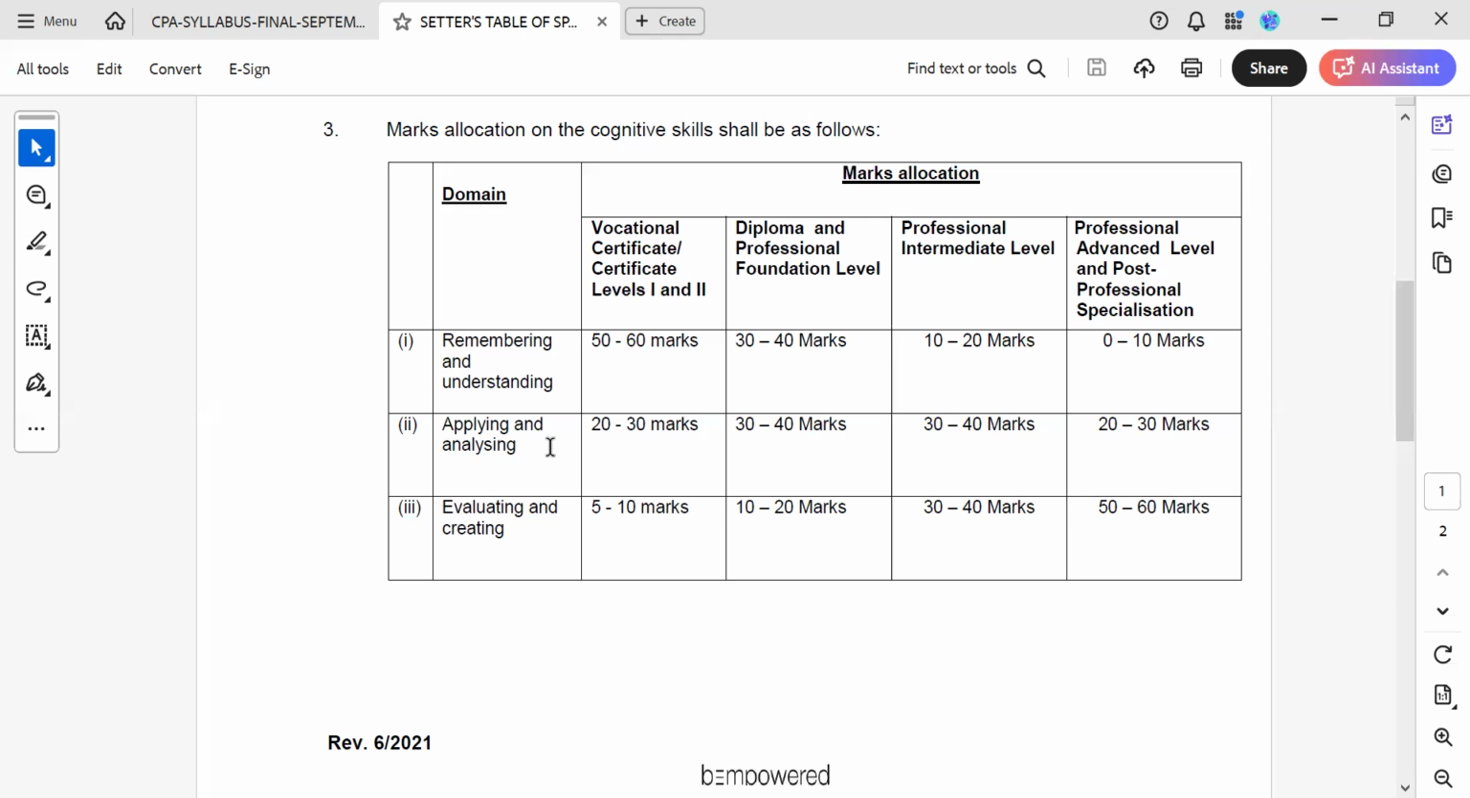Applying and analyzing. And this will take me to the second concept, which I'll be talking about, learning and studying. So applying and analyzing in this case constitutes 30 to 40 marks. So what does applying and analyzing entail? My good students, at this point you should understand that it is a concept that you've studied, or rather you've been taught in class. But what is your ability to apply what you've studied and put it on paper?